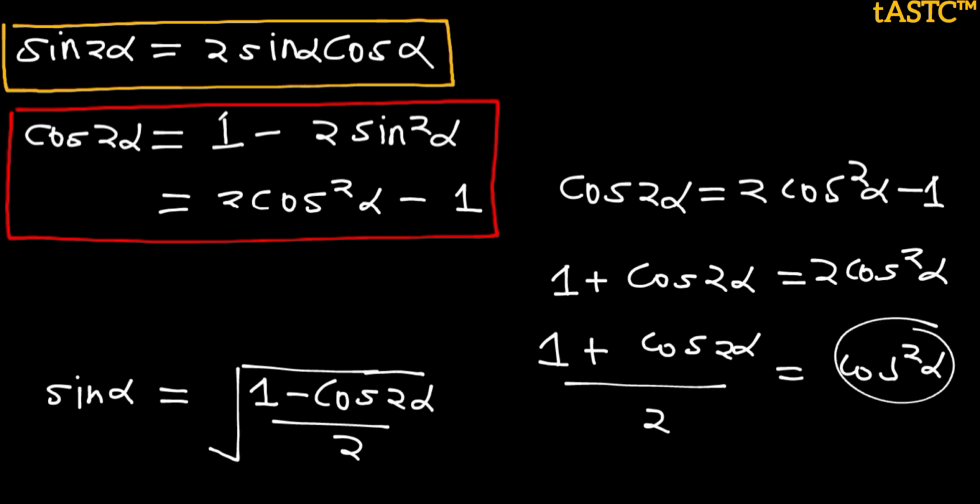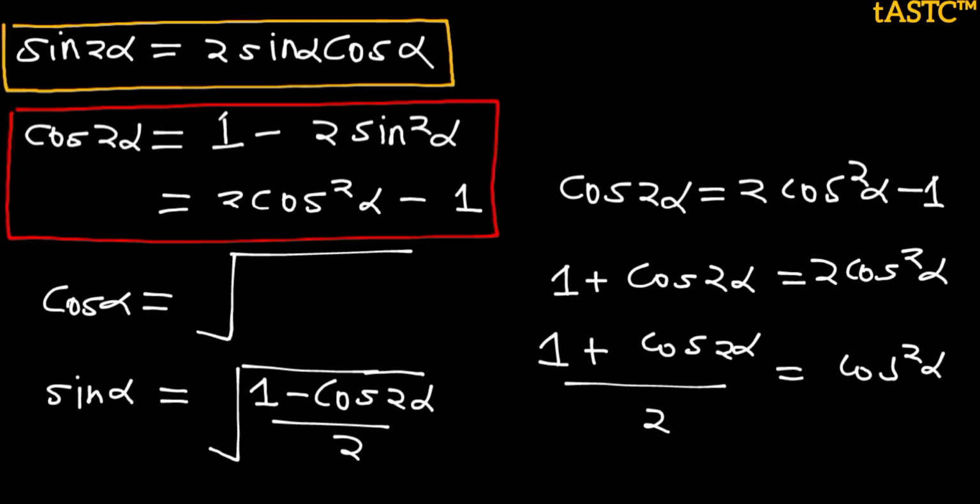Now in order to get just the cos alpha, I need to take the square root of both sides. So let us write it here. Cos alpha is going to be equal to the square root of 1 plus cos 2 alpha divided by 2. So that is what you got. That is basically how to find the cosine or the sine of a single angle.